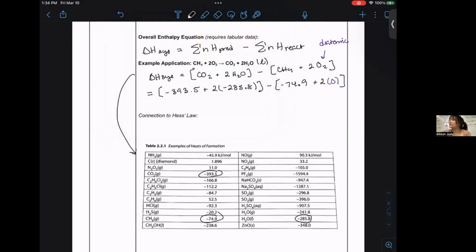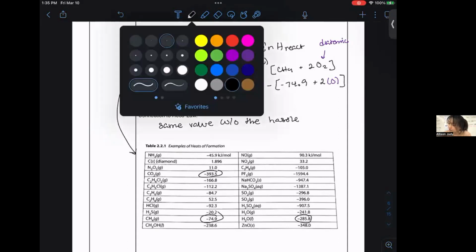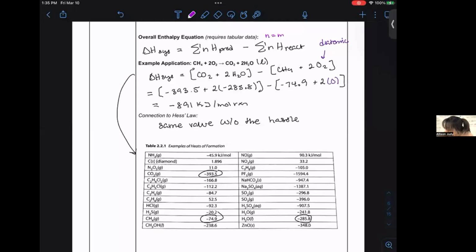everything that Hess's law would give you, but in a more basic equation. And it becomes H of the system equals negative 891 kilojoules per mole of reaction. So the connection is that it gives us the same value without the hassle. The AP again expects you to know both. N is the molar ratio, where N equals the molar ratio.